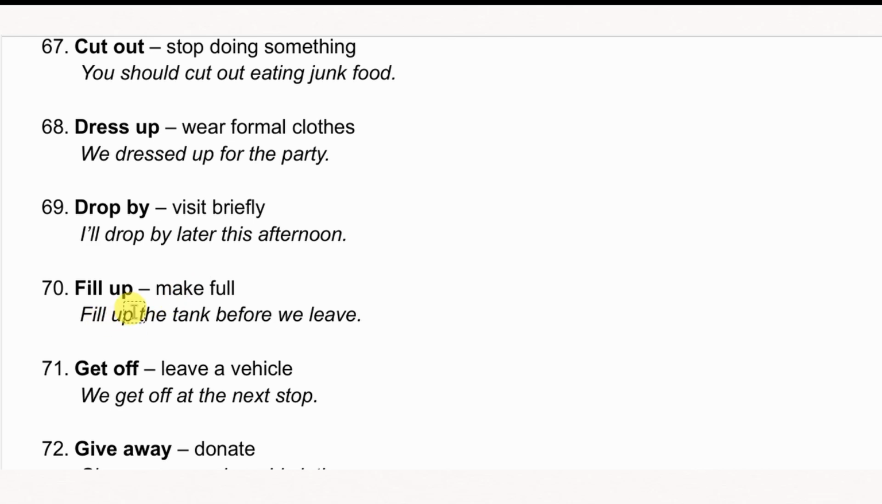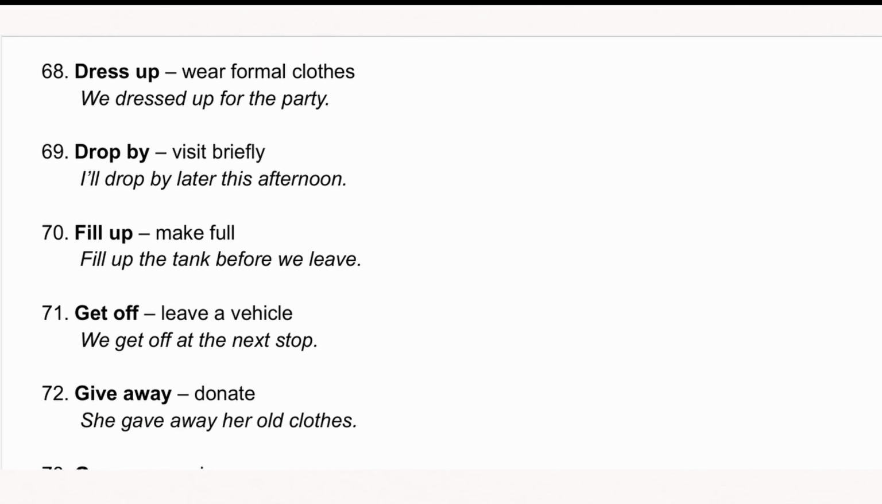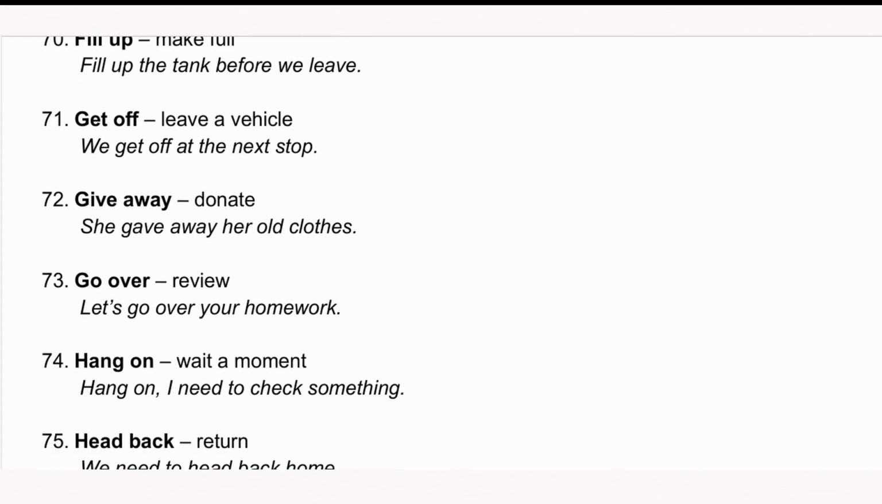Fill up. To make something full. Fill up the tank before we leave, means make it full before we leave. To get off. This is to leave a vehicle. For example, we get off at the next stop. I want to get off. Maybe you are in the taxi or the bus. You can say, I want to get off. It means to go out or to get out.